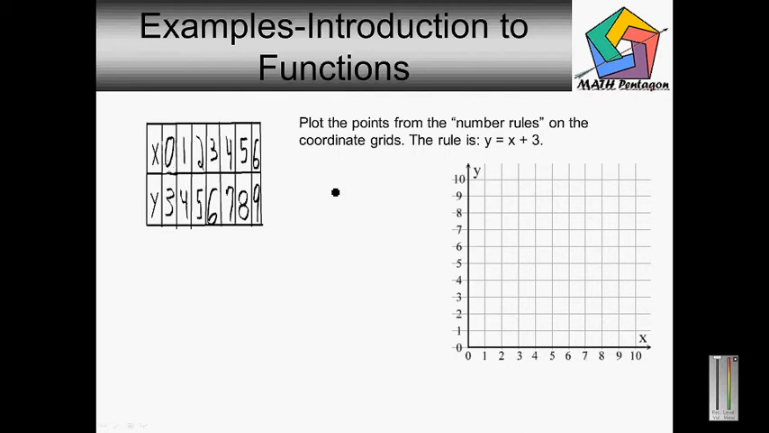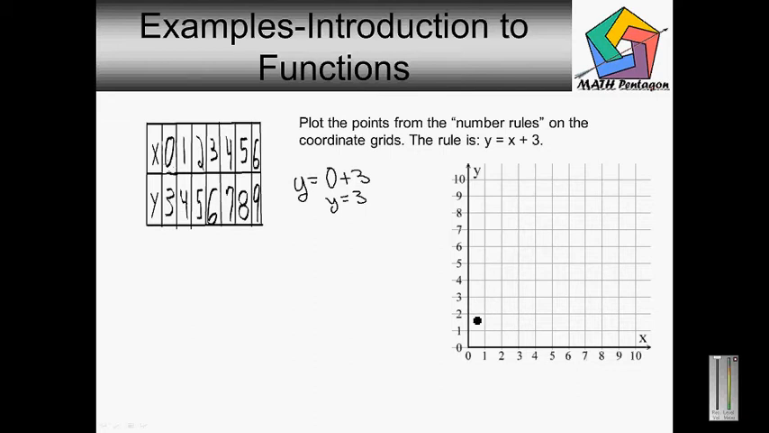Examples on introduction to functions, and the directions are telling us to plot the points from the number rules on the coordinate grids. The rule is y equals x plus 3. So for our x, let's do the first column. Y equals, we plug in the 0 plus 3, and y would equal 0 plus 3 is 3, so y equals 3.